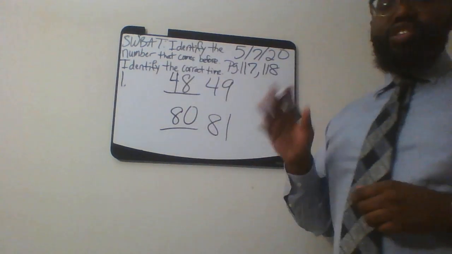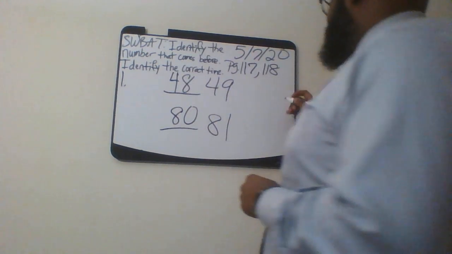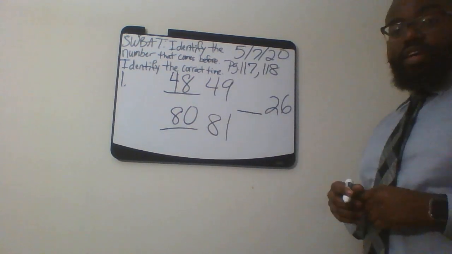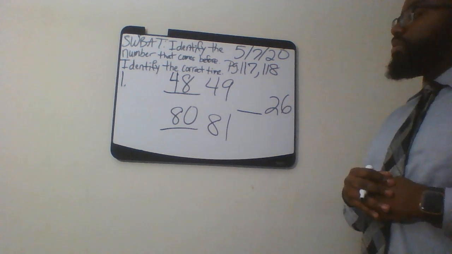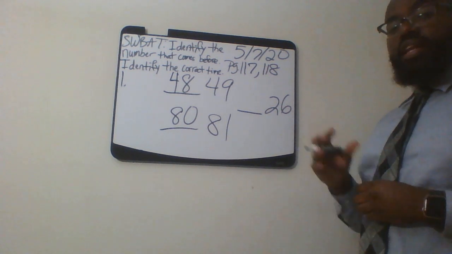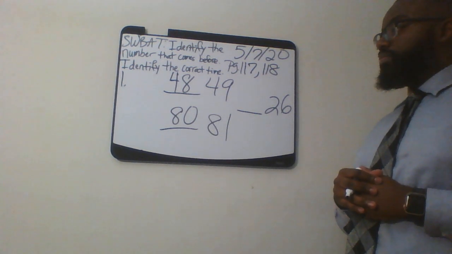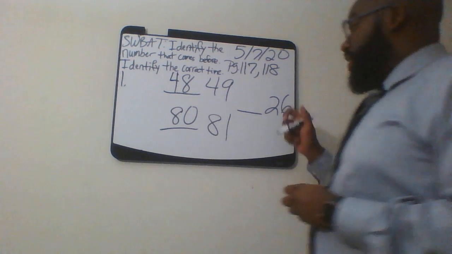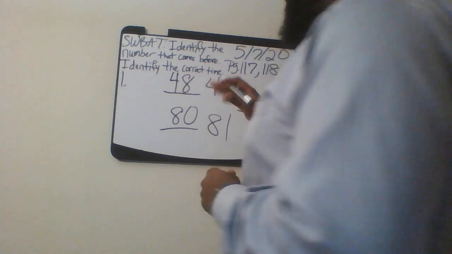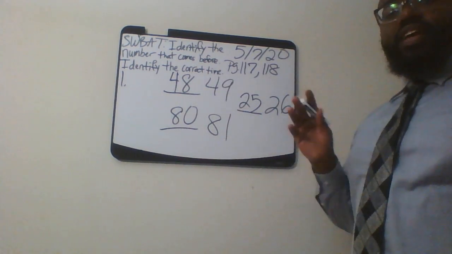80. And let's just do one more, so I feel comfortable. Let's see. 26. I'm writing the number on the side over here. So what number comes before 26 in the 20s family? 25. Good job. So some of these are from examples. So number one, that's how you solve that.